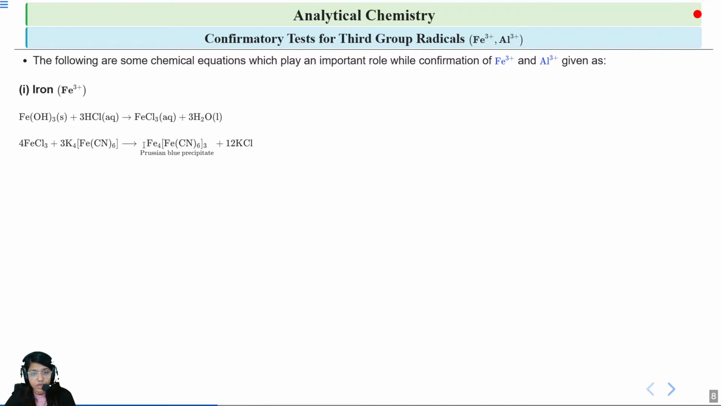This is a very important compound. This is the Prussian blue precipitate and its chemical formula is Fe4[Fe(CN)6]3. Here the outer iron has an oxidation state of +3 while the iron present inside the complex has an oxidation state of +2. So this compound is widely used in ink as a pigment and the reaction is often used in qualitative analysis to detect Fe3+ ions. And along with this Prussian blue precipitate, 12 molecules of KCl are also formed.